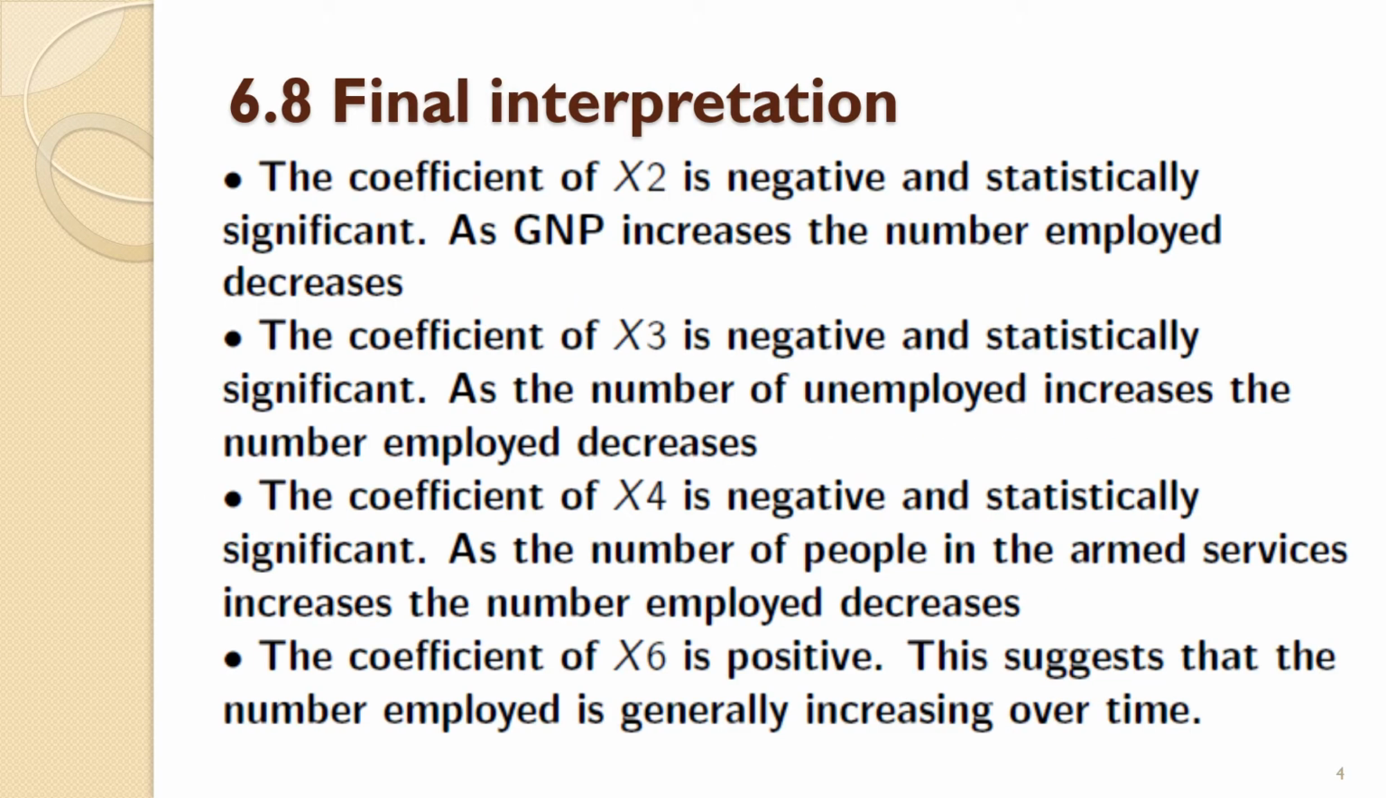So just to recap this final interpretation, remember that the way you write this down is the opposite way to how you work it out. The coefficient of x2 is negative and statistically significant, so as the GNP increases, the number employed decreases. The coefficient of x3 is negative and statistically significant, so this indicates that as the number of unemployed increases, the number employed decreases. At least that bit makes absolute common sense. The coefficient of x4 is negative and statistically significant, so as the number of people in the armed services increases, the number employed decreases. And finally, the coefficient of x6 is positive. This suggests that the number employed is generally increasing over time.